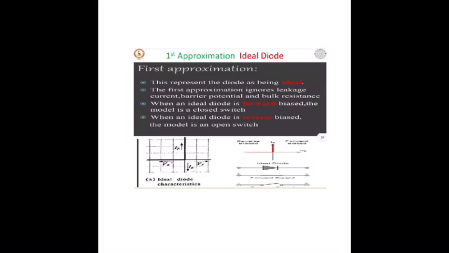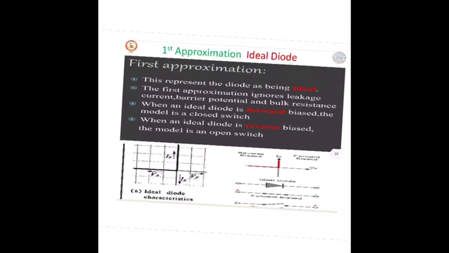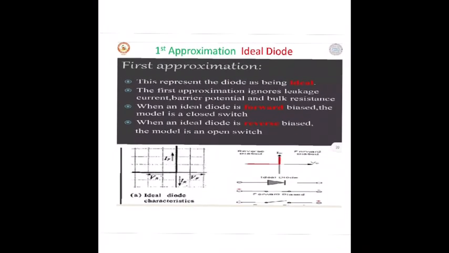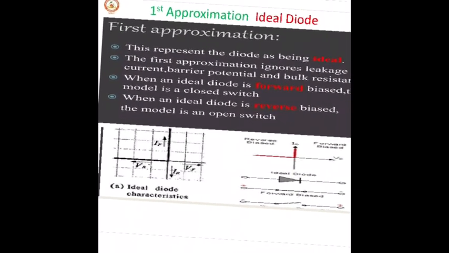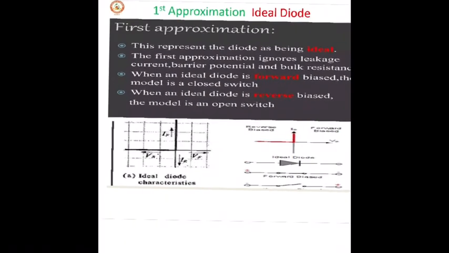So the first approximation is ideal diode. The first approximation you can see here, this represents the diode as being ideal. The first approximation ignores the leakage current, barrier potential and bulk resistance. When an ideal diode is forward biased, the model is a closed switch. When the ideal diode is reverse bias, the model is an open switch. You can see the diagram and graph of this ideal diode.